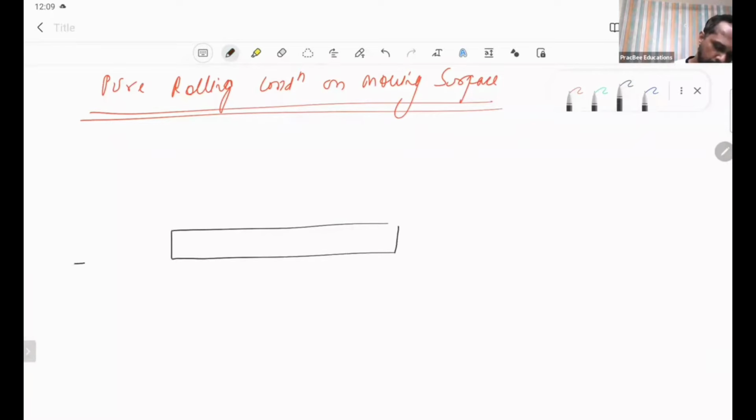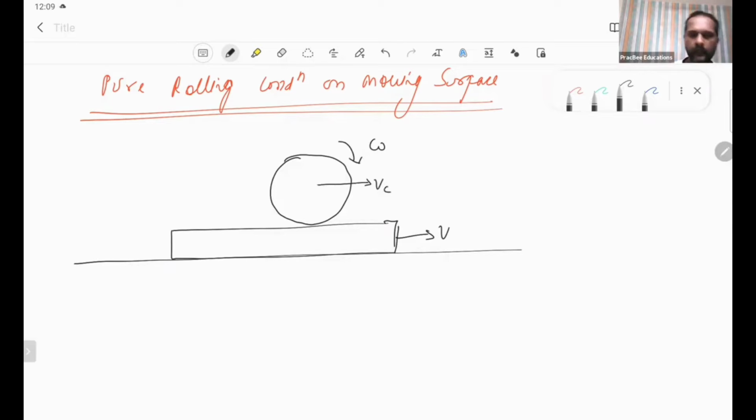Let's say there is a plank, and this plank is moving with a velocity v on a smooth surface, and there is some other object, a circular cylinder, sphere, anything, that is moving with a velocity vc and rotating with omega, and it is undergoing pure rolling. So in pure rolling, at the contact point, friction has to be static.